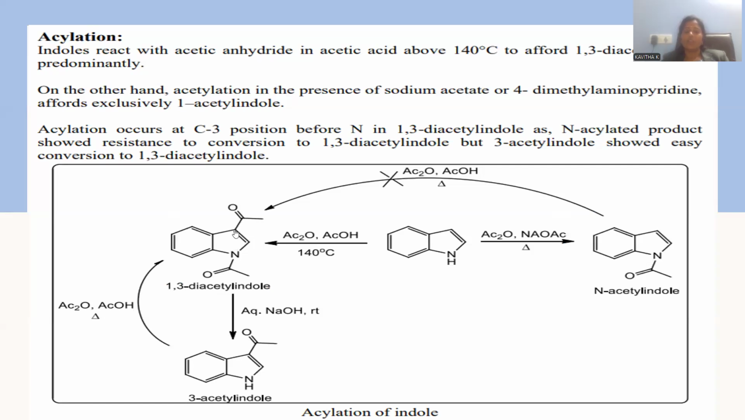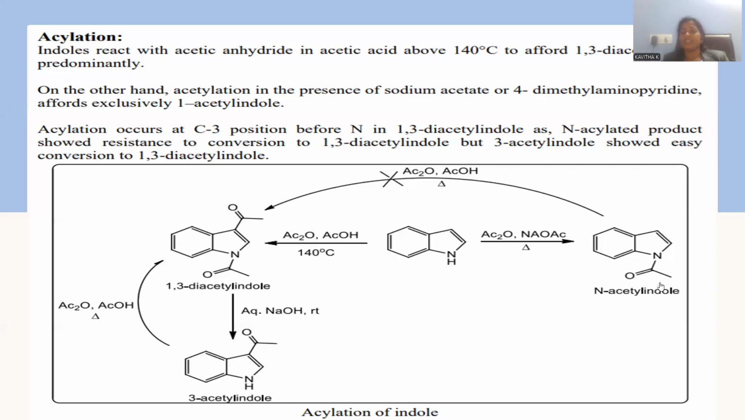After getting this polyacylated product, aqueous sodium hydroxide stirring is required at room temperature so that the N-acylation will be removed and the C-acylation will be retained. This is the way 3-acetylindole will be the product whenever acetic anhydride and acetic acid are used. Aqueous sodium hydroxide is stirred at room temperature so that only the 3-acylated product will be achieved.